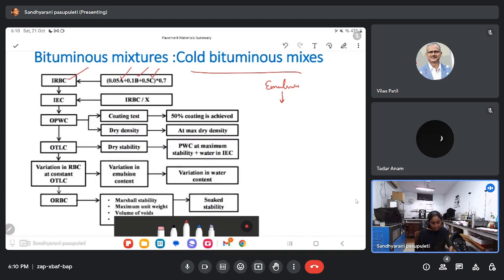How to calculate the residual bitumen content. Bitumen is actually part of the emulsion. Emulsion is nothing but bitumen plus water plus some emulsifier. So if I know the initial residual bitumen content, the emulsion would be something extra to this bitumen, that is, the addition of water and emulsifier.